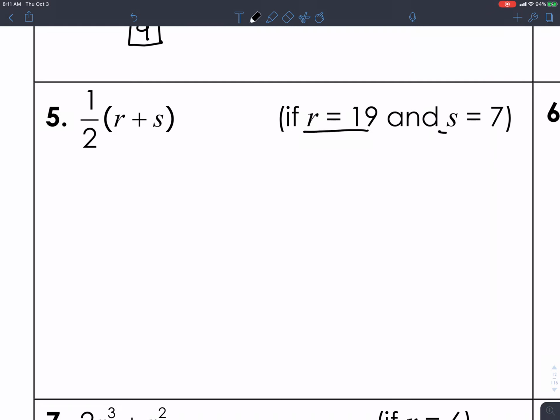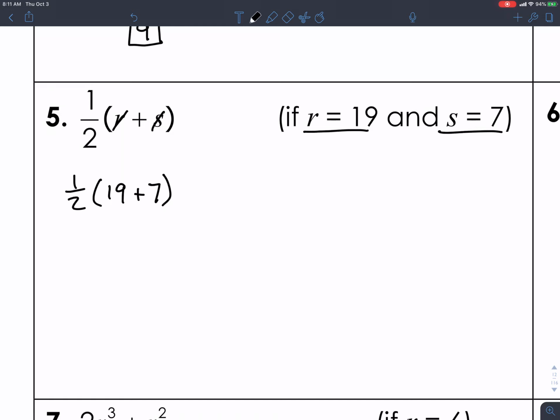R is 19, S is 7. 1/2 (R + S). We take out the R and put in 19, plus S, well, we take out the S and we put in the 7. That's all we do. It's substitute. You'll also hear people say plugging in. You plug in the value for the variable. Same thing. Substitute, plugging in.